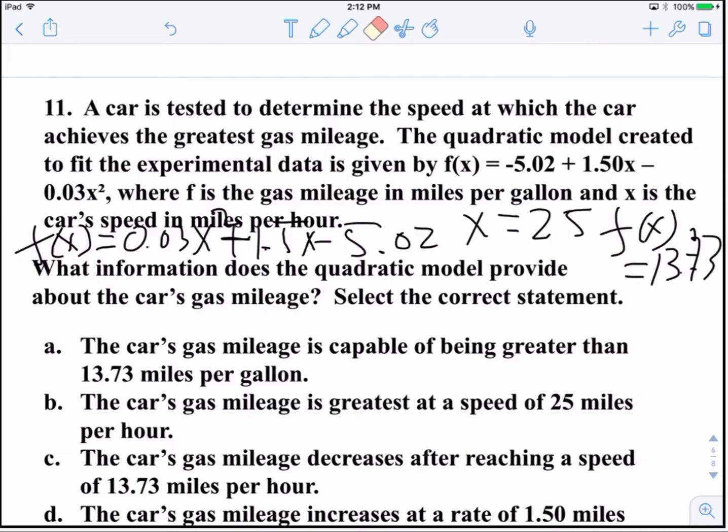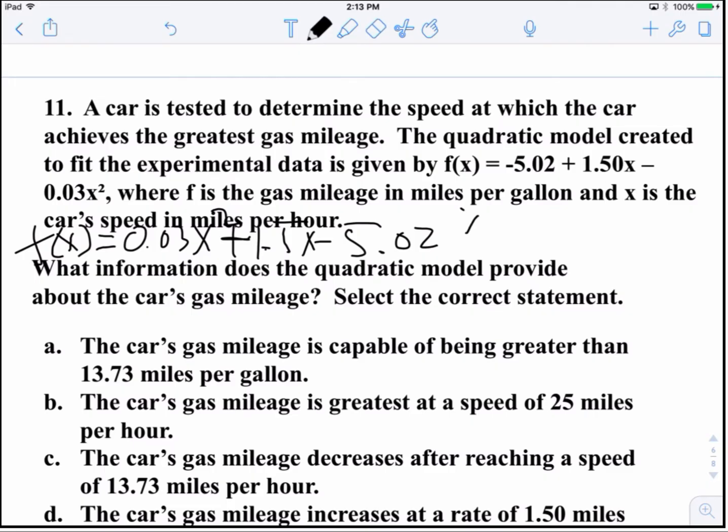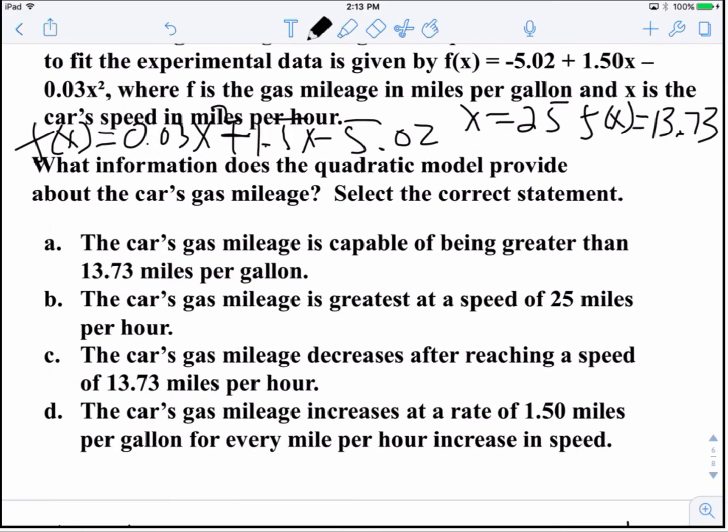That looks kind of messy, so let me rewrite this. So x equals 25, the function equals 13.75. Right, so what information does the quadratic model provide about the car's gas mileage? Select the correct statement. So the car's gas mileage is capable of being greater than 13.75. So we see that this is our max, so it cannot be greater than. So this statement is false.